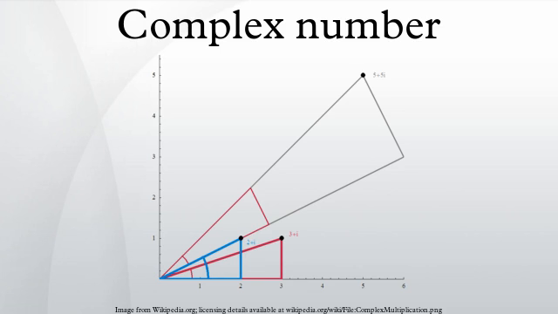Complex numbers extend the concept of the one-dimensional number line to the two-dimensional complex plane by using the horizontal axis for the real part and the vertical axis for the imaginary part. The complex number a plus bi can be identified with a point in the complex plane. A complex number whose real part is 0 is said to be purely imaginary, whereas a complex number whose imaginary part is 0 is a real number.